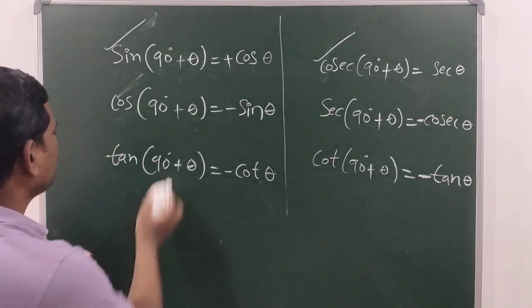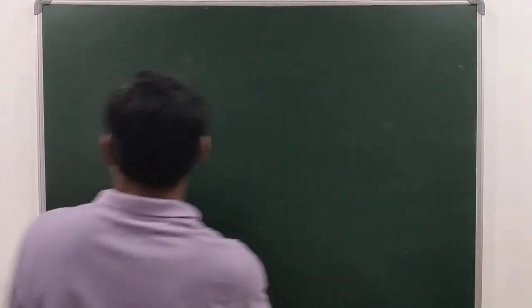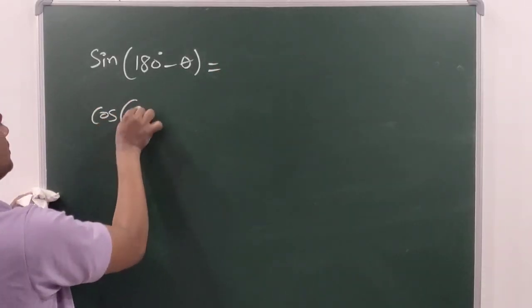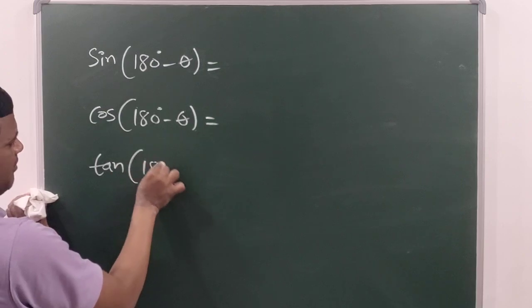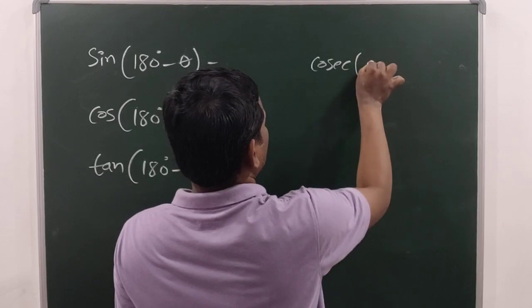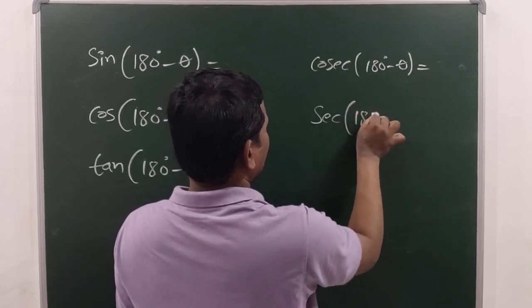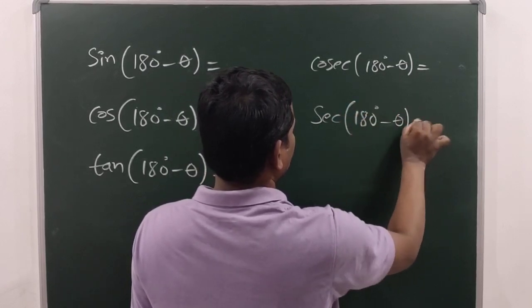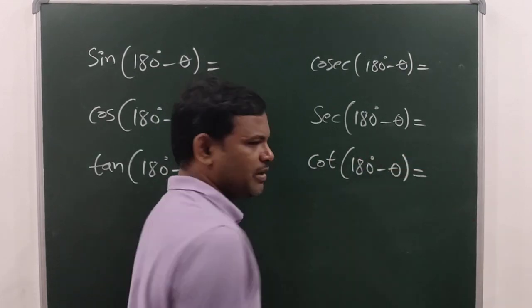Okay, now let us go to sine 180 degrees minus theta, and cos 180 degrees minus theta, tan 180 degrees minus theta. Similarly, cosec 180 degrees minus theta, secant 180 degrees minus theta, and cot 180 degrees minus theta.